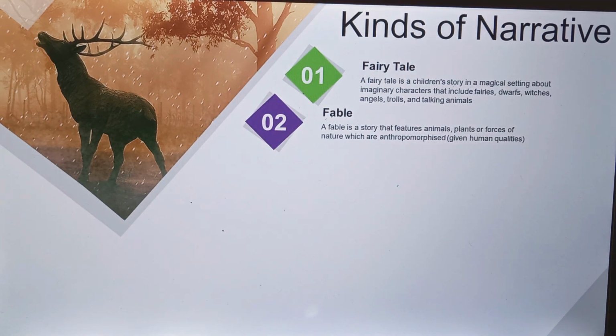Another kind of narrative is like fable. Nah, fable is a story that feature animals, plants, and forces of nature, which are anthropomorphized or given human qualities. Jadi, fable ini story-nya, karakternya itu berupa animals, hewan, tumbuhan, atau benda-benda di alam lainnya yang diberikan kemampuan seperti manusia, bisa berbicara, bisa beraktivitas seperti manusia lah. Okay, itu disebut dengan fable.